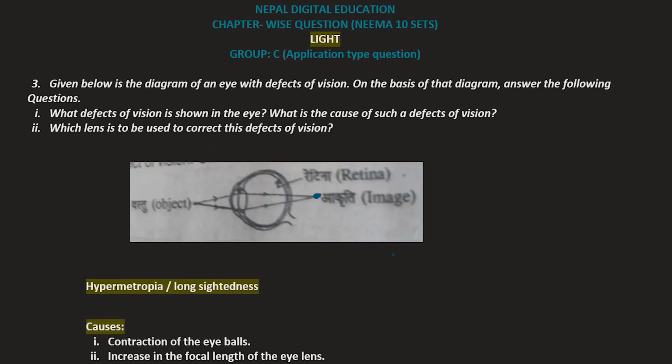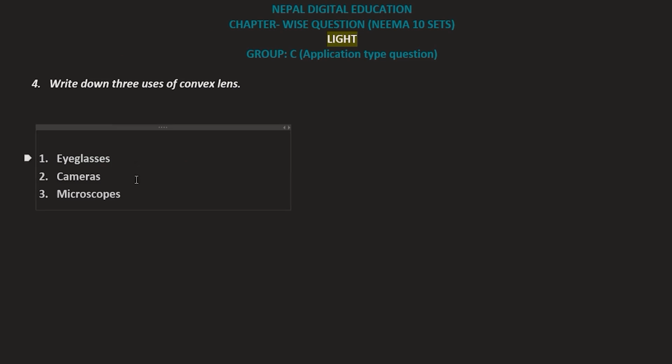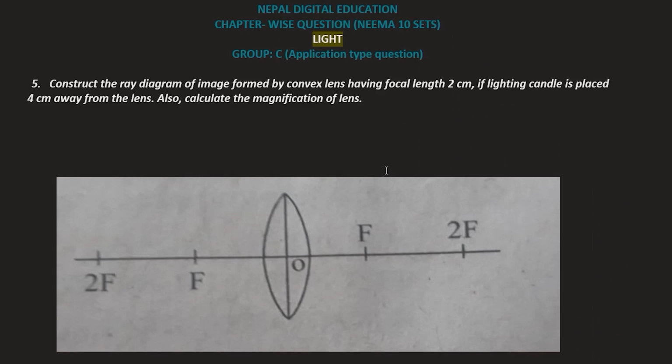So let us look at the next problem. Problem number 4. Write down the three uses of convex lens. So it is used in eyeglass, camera and microscope. Let us look at the next problem.